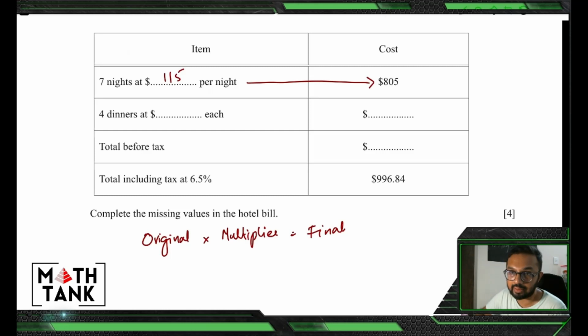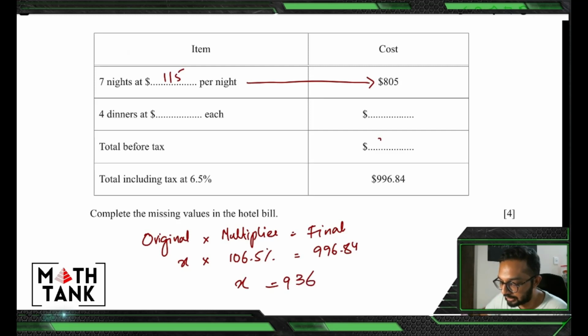How much was the tax? It was 6.5%. It works like an increase, so 106.5%. What's the final value? 996.84. Okay, so 996.84 divided by 106.5%. I have the percentage sign with me. So X gives me 936. So her total before tax would be 936.